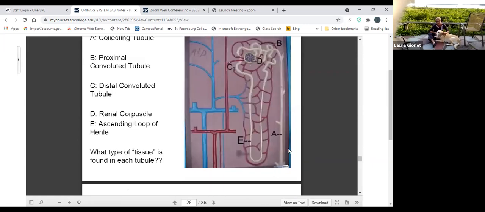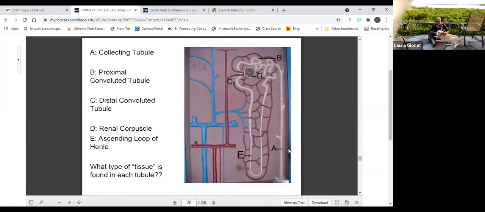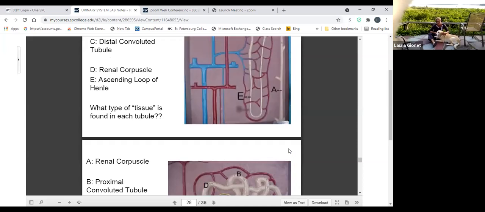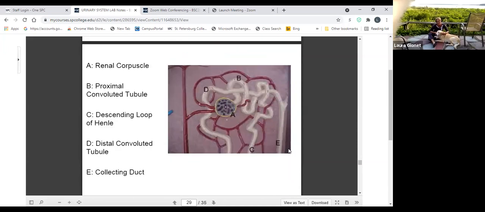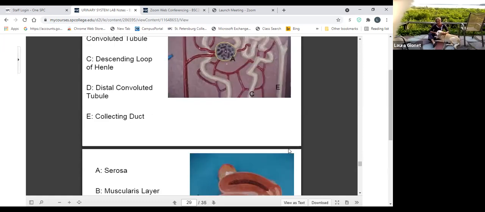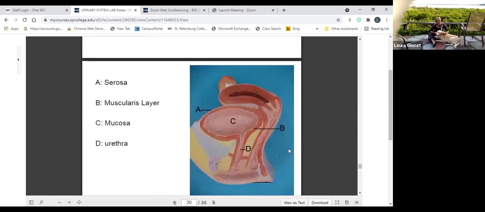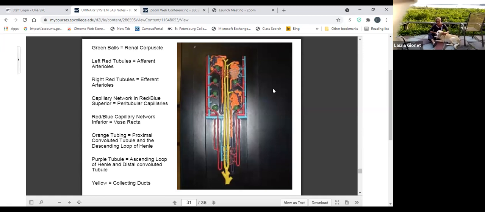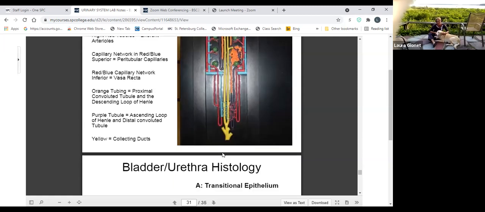This is excellent. So I'm not going to belabor this. You can use these, and please do, as a studying tool. They all have legends that label what you're looking at. This takes that whole big model, and instead of having arrows on them, it gives you a verbal description, like the orange tubing is the proximal convoluted tubule and the descending loop of Henle. So I think that's helpful.